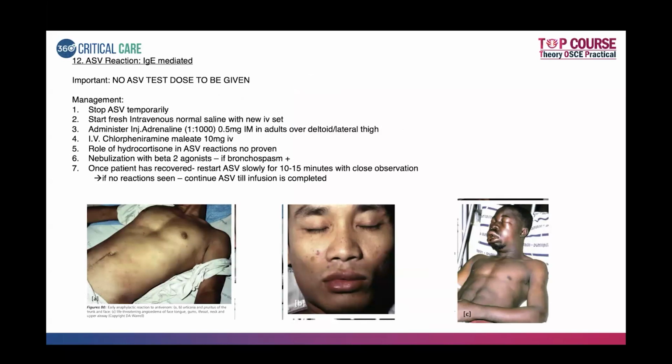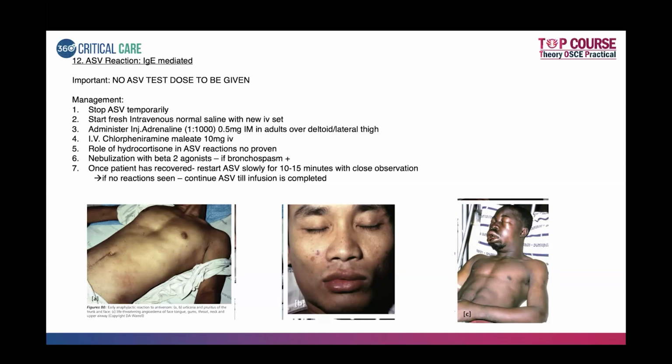So coming to ASV reaction, it is IgE mediated. Important thing is no ASV test dose should be given. You need to administer ASV and assess for reaction. If it is there, then you stop ASV temporarily, start a fresh intravenous saline drip, then administer injection adrenaline 0.5 milligram IM in adults over the deltoid or lateral thigh. Then you go with IV chlorpheniramine maleate 10 milligrams IV.